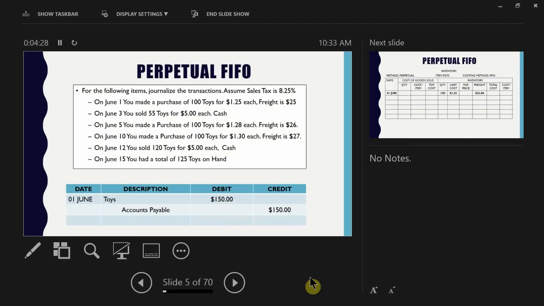So here's a good example right here. Scenario: on June 1st, we purchased toys. We purchased 100 toys costing $1 each, with the freight costing you $25. So $1.25 costing including freight of $25, to give you a total cost of $150, right?